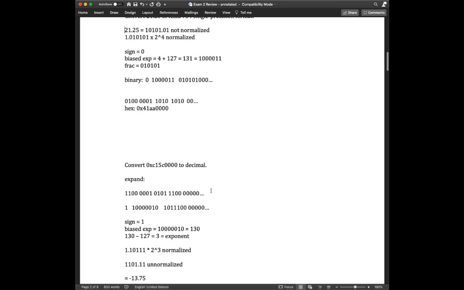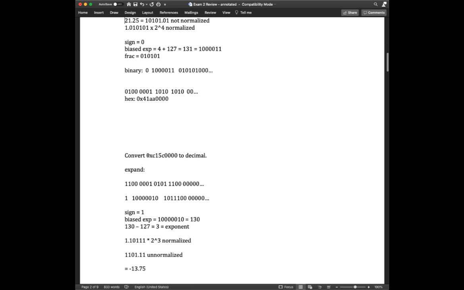All right, now let's go the other way. Let's say you're given this hex. We want to know what decimal number that is. First thing to do is expand the hex into binary. Okay, so this is C15, C, and then all zeros. Now I'm going to regroup to make it easier for me to read this. So this is just retyping it, but putting it in the correct groups.